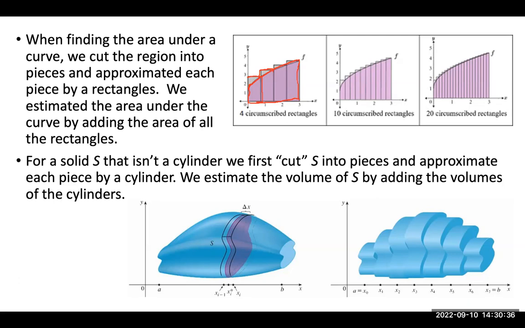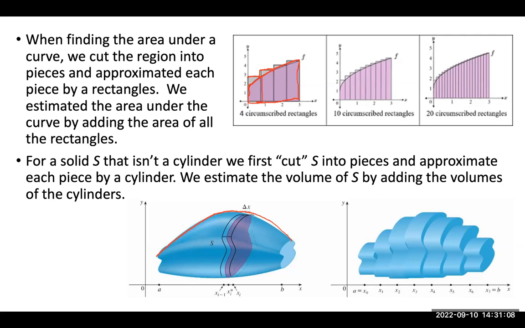We're going to do the exact same thing here. Here, we're going to say, we know how to find the volume of a cylinder, but we don't really know how to find the volume of a weird shape like this. So instead of getting the volume of a weird shape, what we're going to do is we're going to cut our shape, our three-dimensional shape, into pieces. And each piece, instead of saying, this piece is kind of irregular, before we said approximate using a rectangle, here we're going to say approximate using a cylinder.